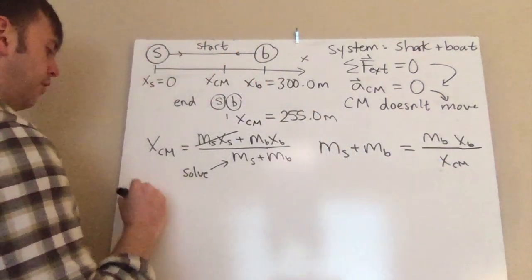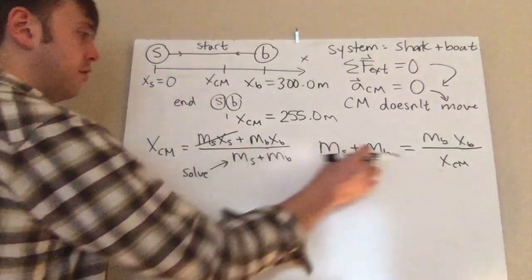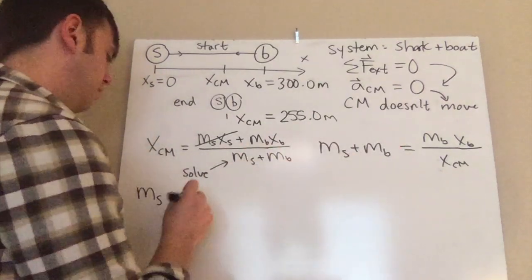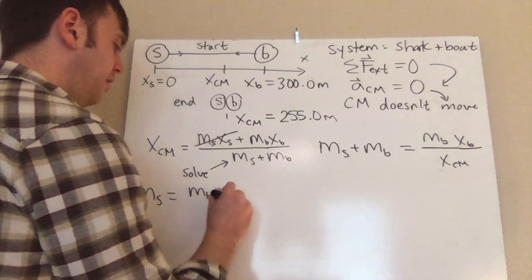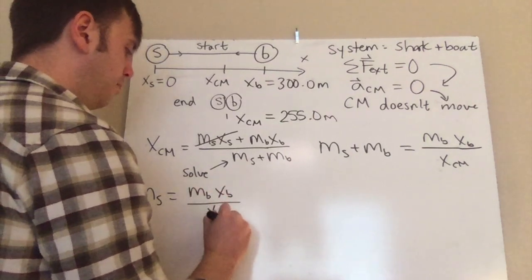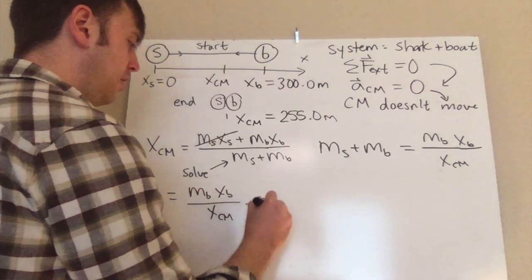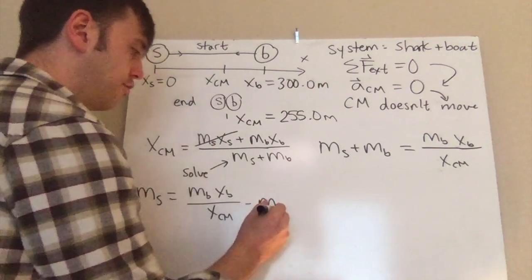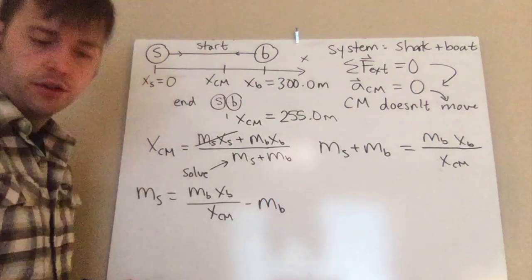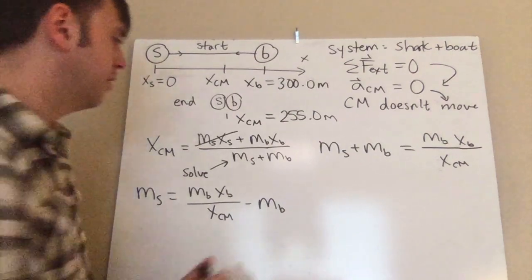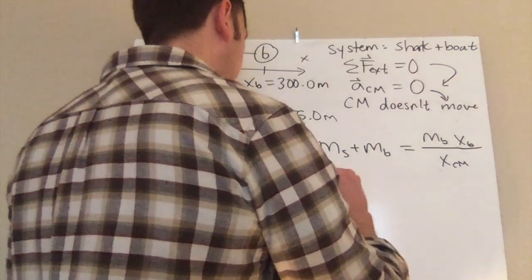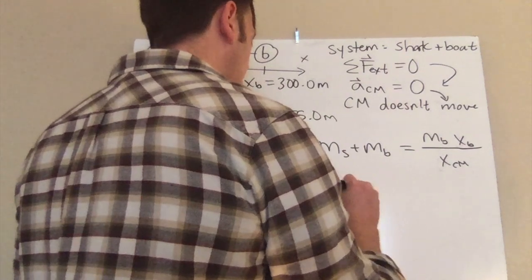Okay, so then to solve for ms, the last step is to subtract the mass of the boat. So we're going to have mb xb over xcm minus mb equals the mass of the shark. So let's put all those numbers in. So the mass of the boat, that was 5,400 kilograms.